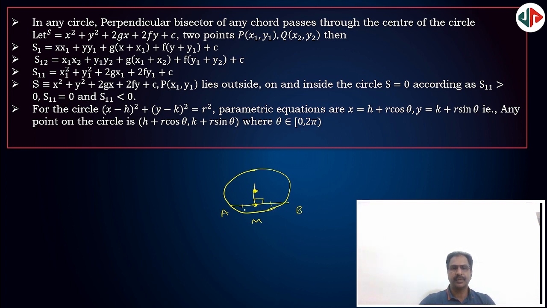In any circle, the perpendicular bisector of a chord passes through the center. If AB is the chord, bisector of the chord means it should pass through the midpoint. Let us say M is the midpoint of AB. And if you draw a perpendicular, it is known as the perpendicular bisector of the chord. It always passes through the center of the circle.